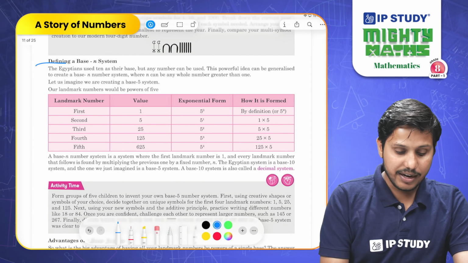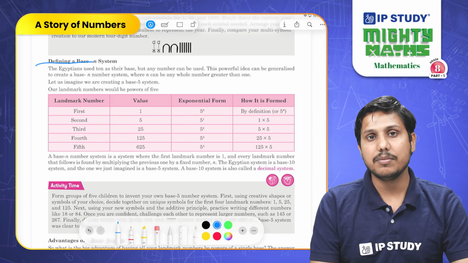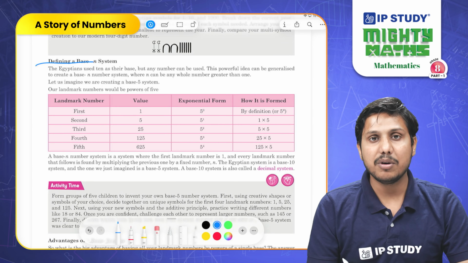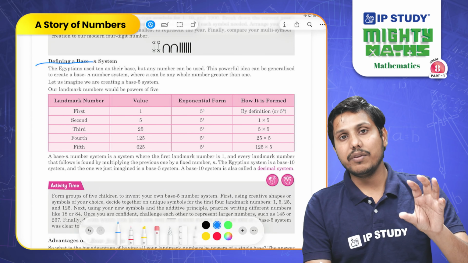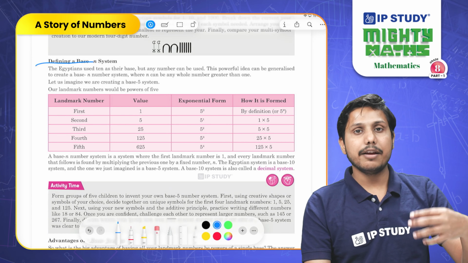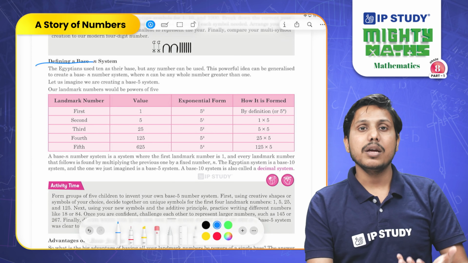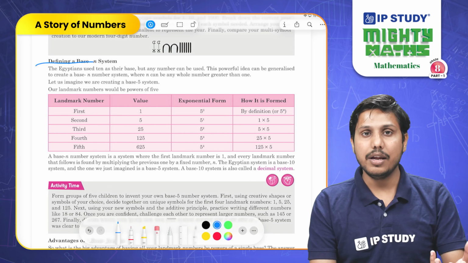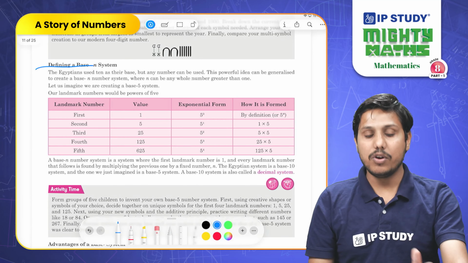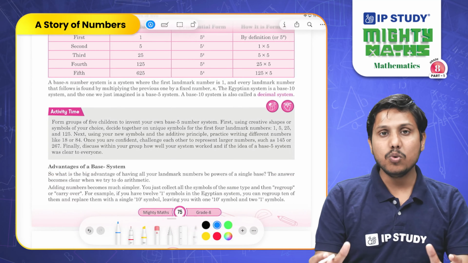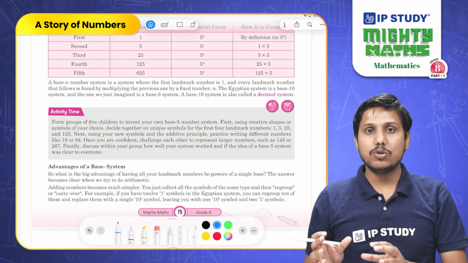Now, defining a base system. A base system is a system where every number or landmark number is based out of a single, or we can say the same, base. Like for the Egyptian number system, we were using base 10, where each landmark symbol was based on a power of 10. So we can use different bases to form our own number system.